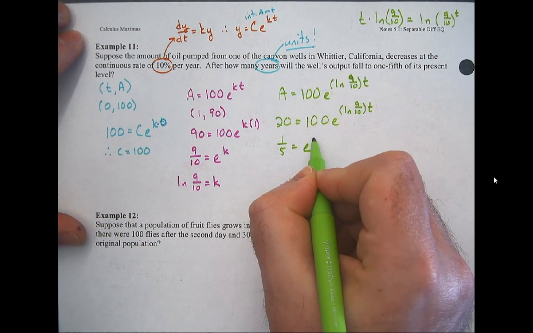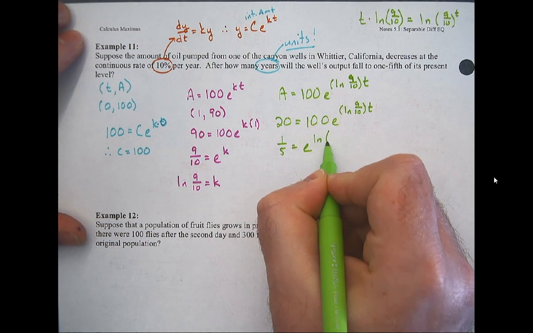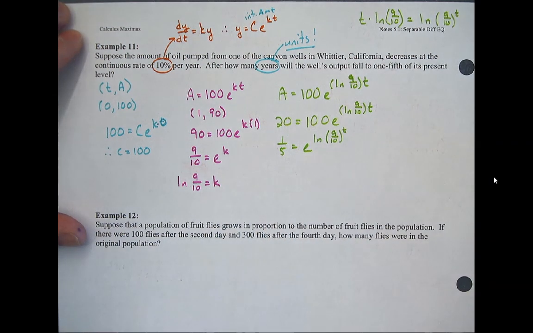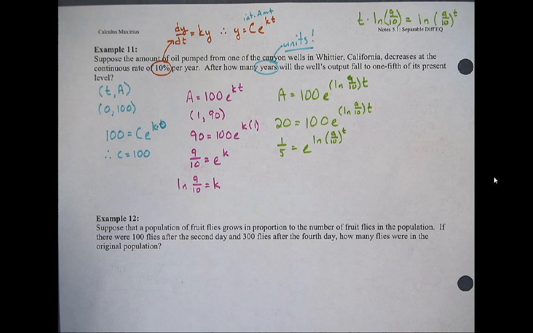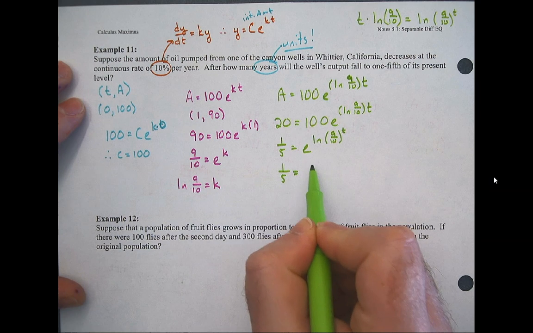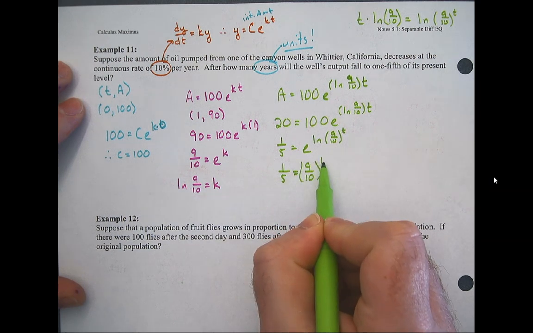So I'm going to rewrite this now as e to the natural log of the quantity 9/10 to the t, and you're going to see why that's so nice, because the e to the and the natural log cancel each other out, and we get 1/5 equals 9/10 to the t.